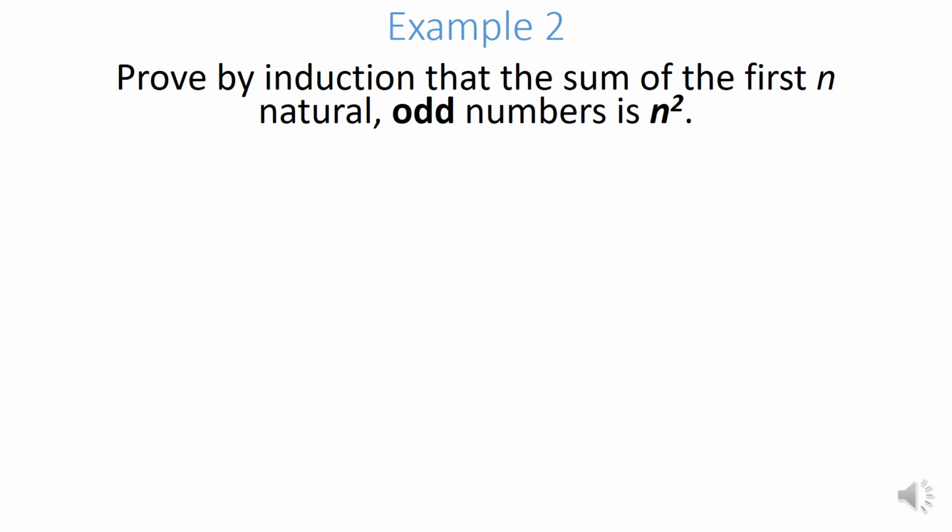So the first thing you've got to do is to read that and understand that and write down a math sentence that represents it. And this is what it is. The sum, so add, the first n natural odd numbers, so they're positive odd numbers, so that's 1 plus 3 plus 5 plus 7 and so on up until some number tn. And their sum should be equal to n squared.